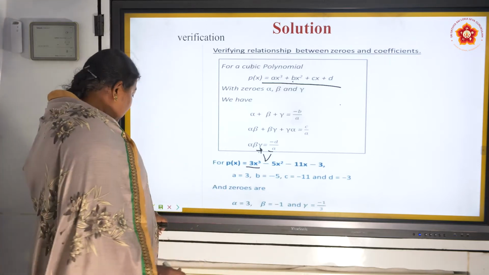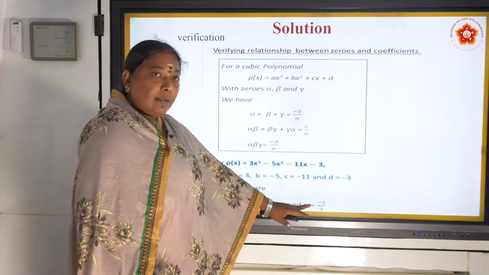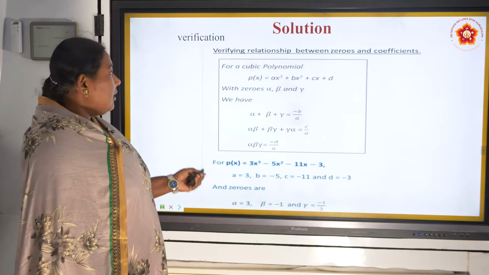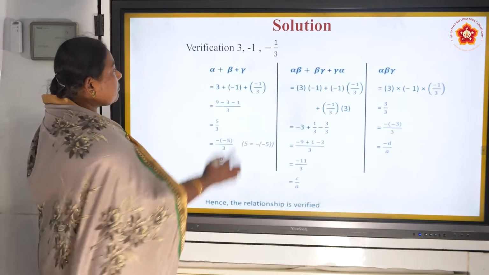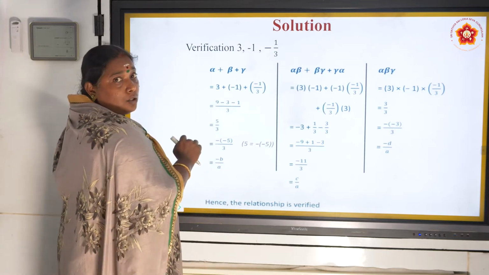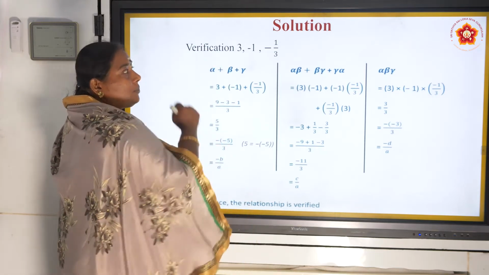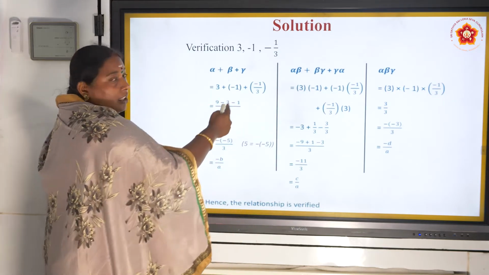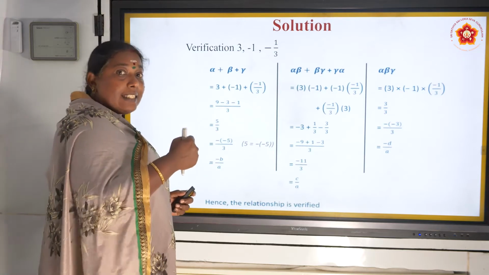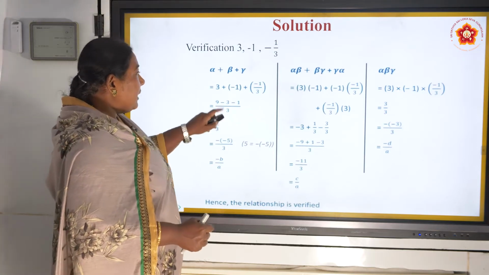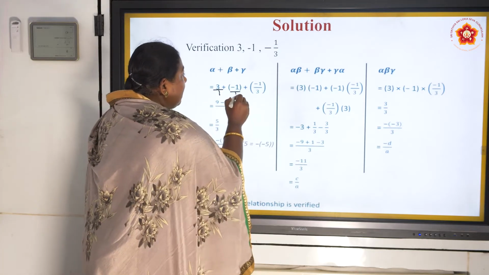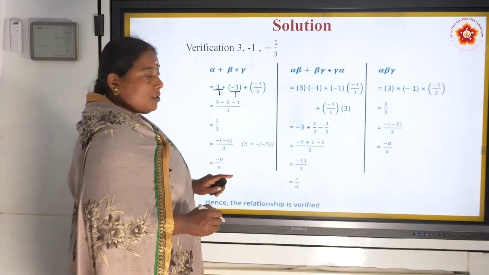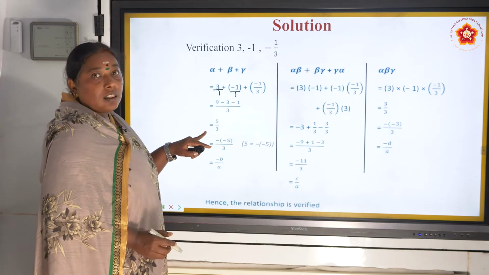Now they have given that the zeros are 3, minus 1 and minus 1 by 3. Just apply this in this formula. We will get the verification. Let us see. Alpha plus beta plus gamma. So who is the alpha? 3. Who is the beta? Minus 1. Who is the gamma? Minus 1 by 3. Just substitute it. Since we have a fraction here, what do we have to do? We have to take the LCM first. So if you take the LCM here, 3 by 1, 1 by 1, you get 3 into 3, 9. Minus 1 into 3, minus 3. So minus 1, you get the answer as 5 by 3.